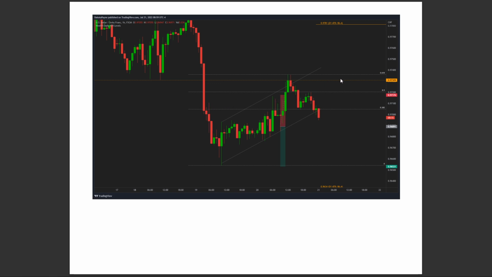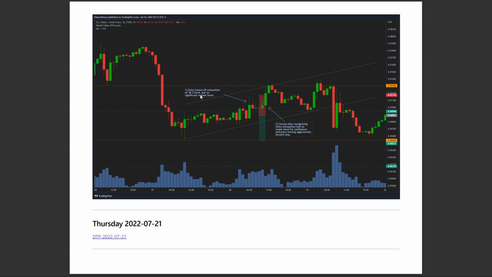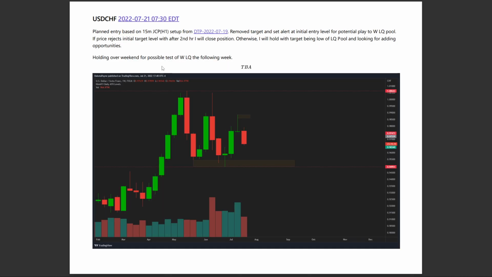The key level that I'm actually looking for is the daily level up here, right? And we can see price actually got up there, which we'll talk about later. And this is me just breaking down why I should not have taken it. Closed after recognizing exhaustion. There we go.